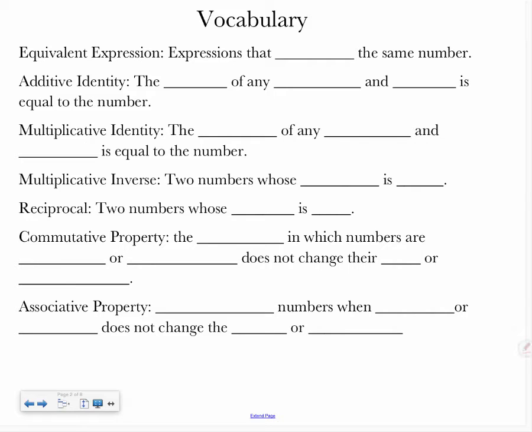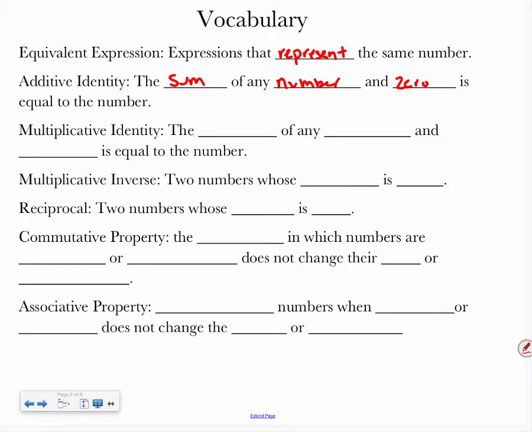Let's start with equivalent expression. An equivalent expression is an expression that represents the same number, okay? An additive identity is the sum of any number and 0 is equal to the number. So for example, 1 plus 0 is still 1. 3 plus 0 is still 3. So you end up with whatever the number is. That is called the additive identity.